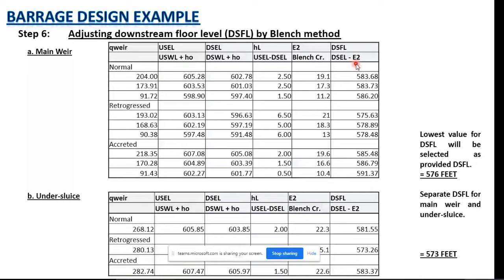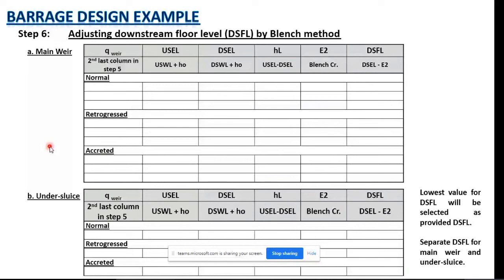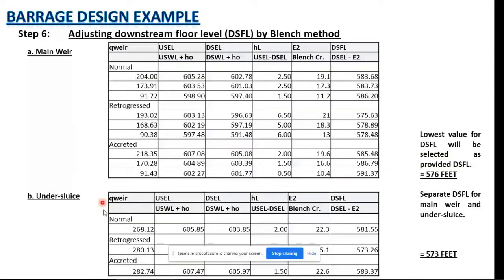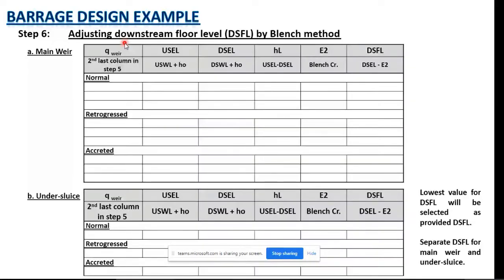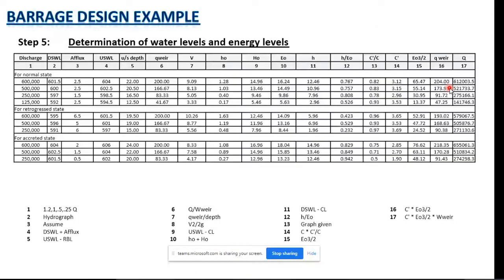Initially, this incomplete table is shown, and then the same table is filled with the values as in the book. The first column of this table is the same as the second last column of the previous two tables. This is column 16 for the main weir and column 16 for the undersluice portion. First for the main weir, then for the undersluice portion.